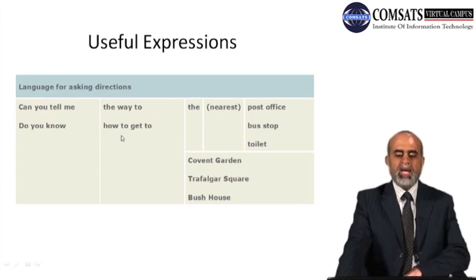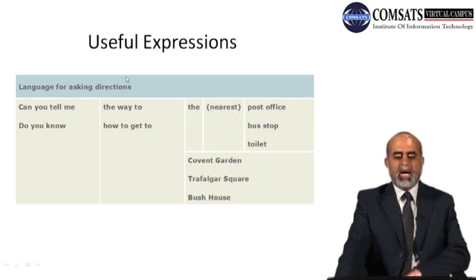So you can see that from each column we have to choose one of the words or phrases. You can start either with can you tell me, or you can start with do you know. And then you can pick either the phrase the way to or how to get to. And then this is in brackets. This means it is optional. If you want to use it, it's fine. Otherwise, you just leave it alone.